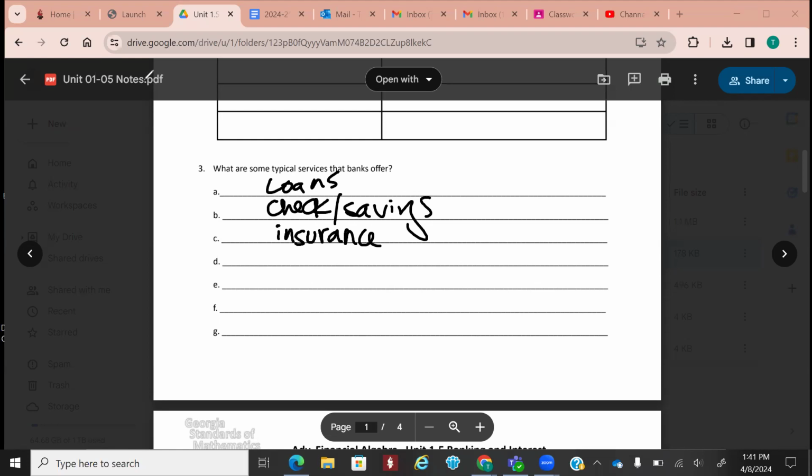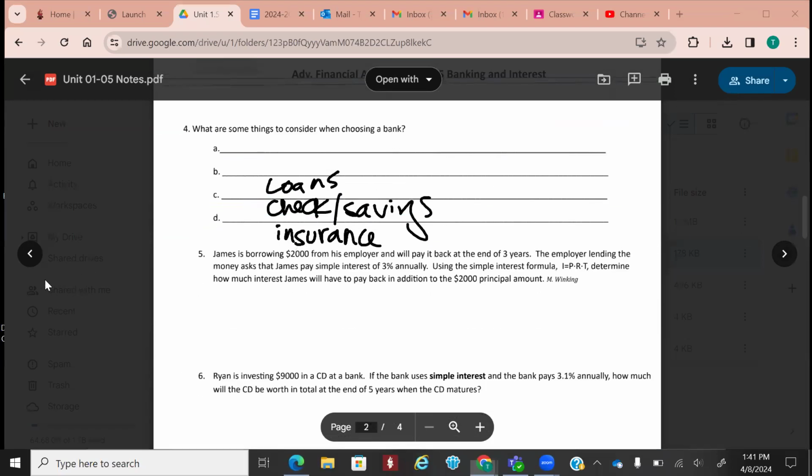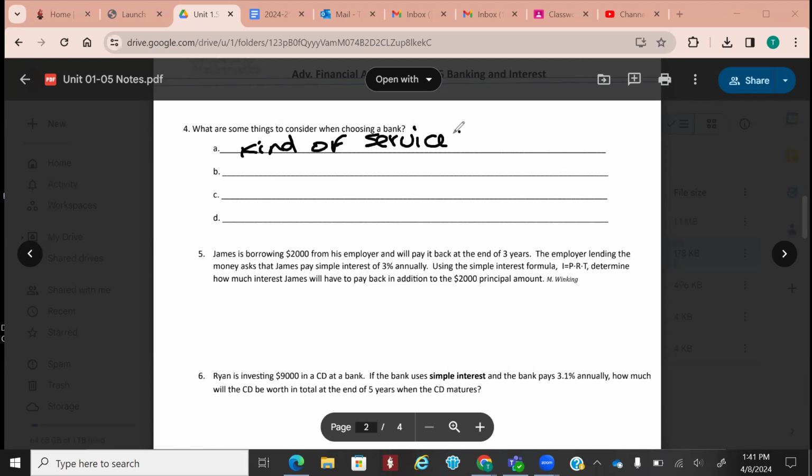Okay. All right. So on the next page, what are some things to consider when choosing a bank? This is really important. Okay. So the kind of services they offer, the location. So if you have a bank in Alaska, that doesn't do you any good because sometimes you do have to go in person. Whether or not they're federally insured. You don't want some podunk looking weird bank and then give them all your money. Okay, because banks do go out of business.